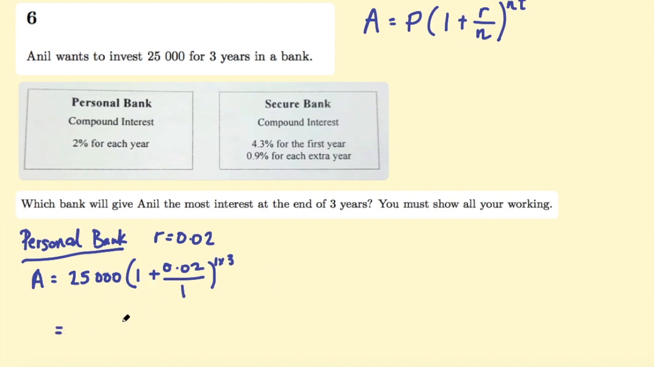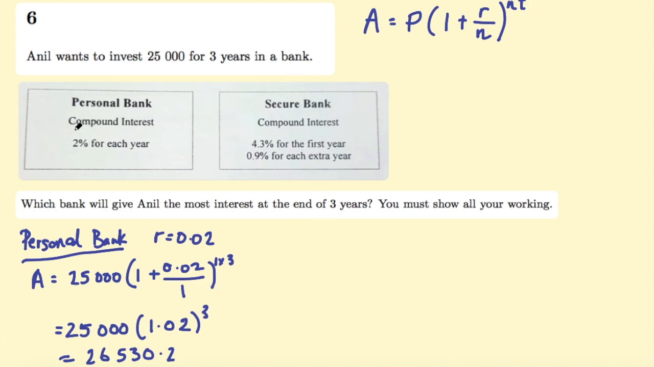So we could simplify this a little bit, just so we're not having to put all of that into our calculators. This is obviously just going to be 0.02, so this is going to be 1.02 to the power of 3. And then if you put that into a calculator, you will get 26,530.2 pounds. So that's the amount we'd end up with using personal bank.